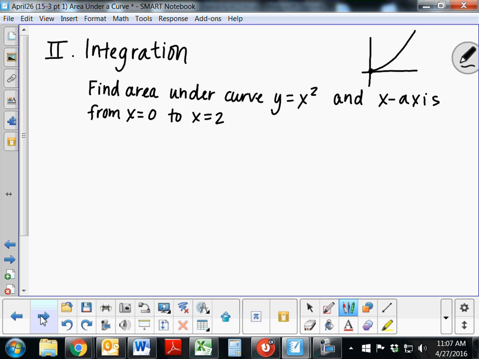Just for fun, let's think about if we did do it with like 2 rectangles or 4 rectangles before we do it, just for fun. Okay. I'll give you a second to finish getting this copied down.